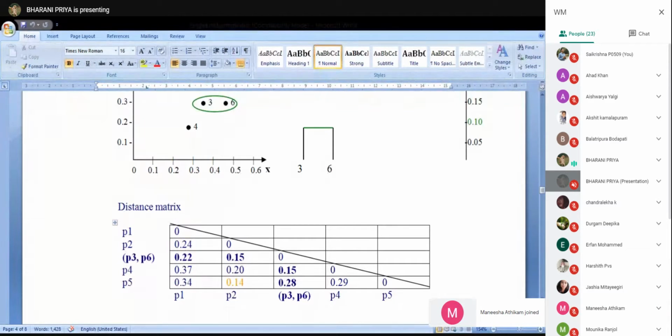Have you understood how you are grouping? Any doubts?